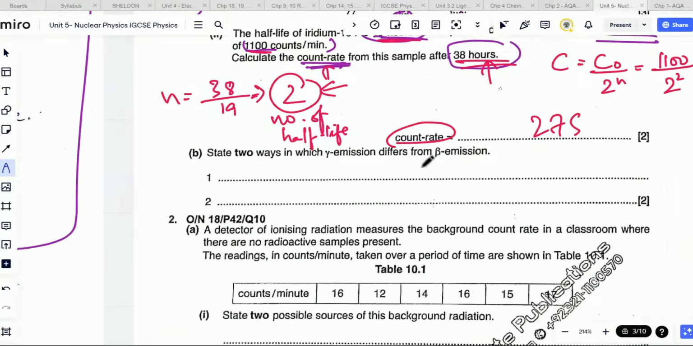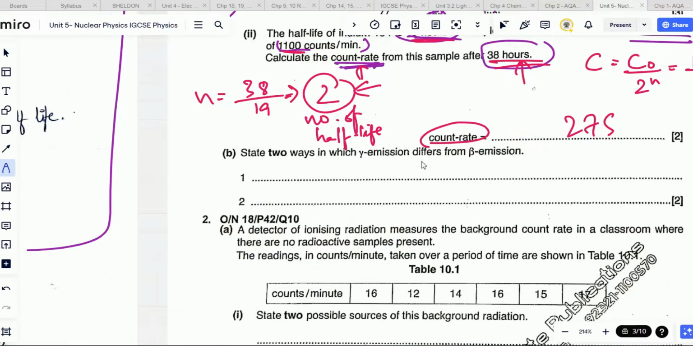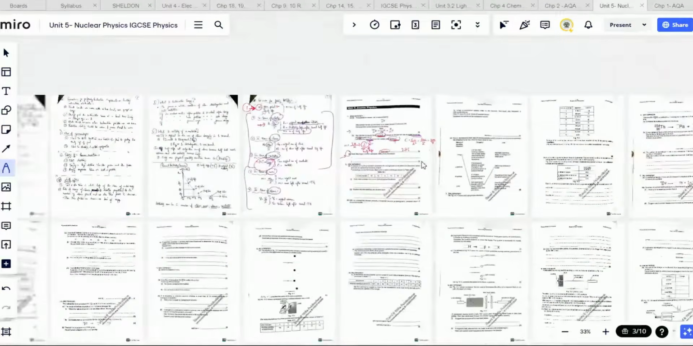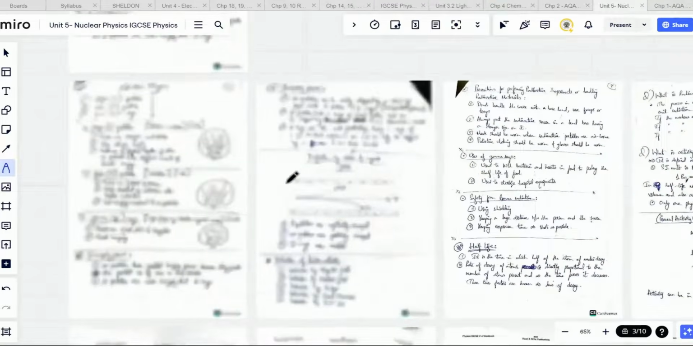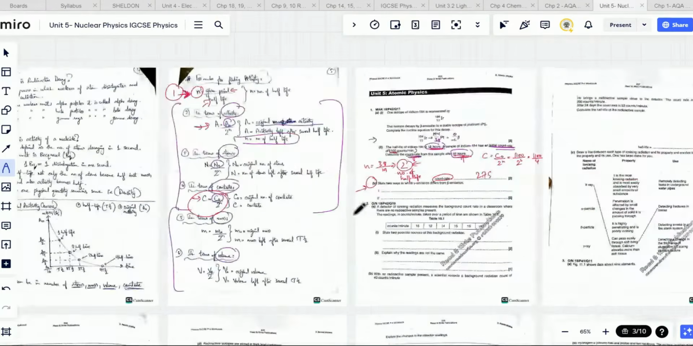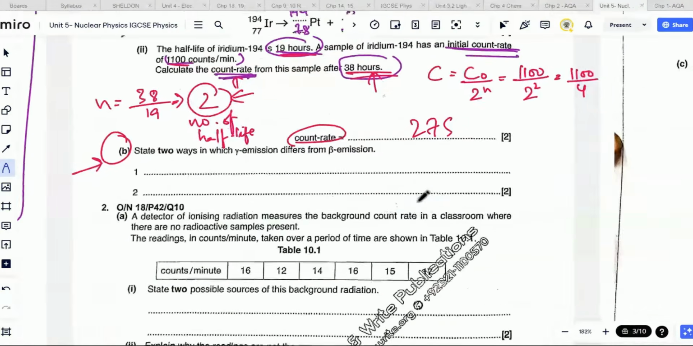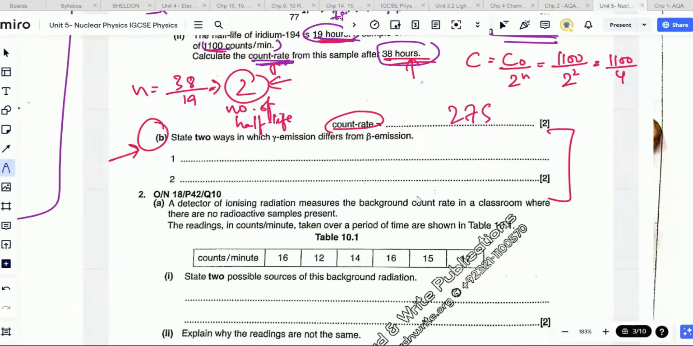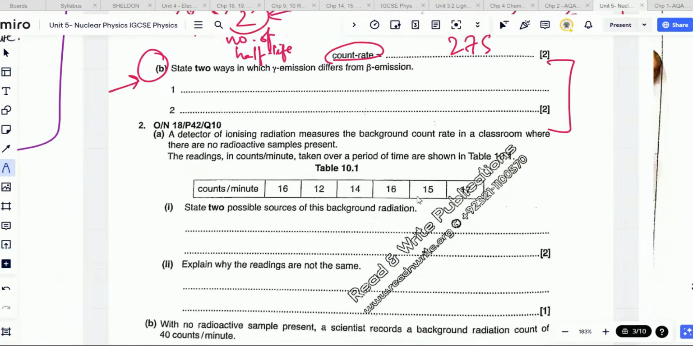State two ways in which gamma emissions differ from beta emissions. So this is all memorization part. Once you all memorize gamma emissions and beta emissions, you will be able to answer them. For example, I did send you all the PDF, right? This part from here. Memorize everything, the properties of gamma rays and alpha rays and beta rays, and then just write the answers from here. I'm not going to do this one. I want you all to do this after you all are done learning nuclear physics. This is very easy memorization part.